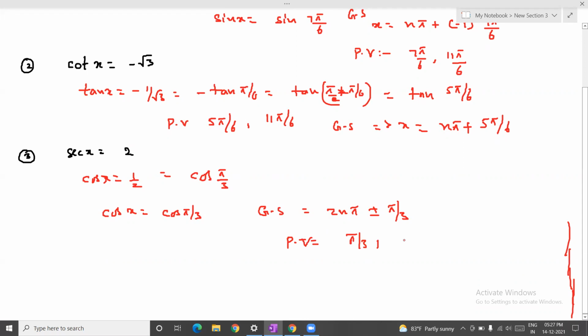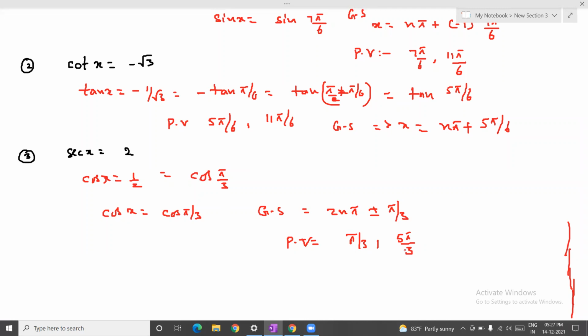What is the other principal value? Another principal value is how much? 330 degrees? That is 5 pi by 3. 330 degrees? No, 300 degrees, because pi by 3 is 60. 360 minus 60 is the other principal value. Principal solution, the concept of principal value here.